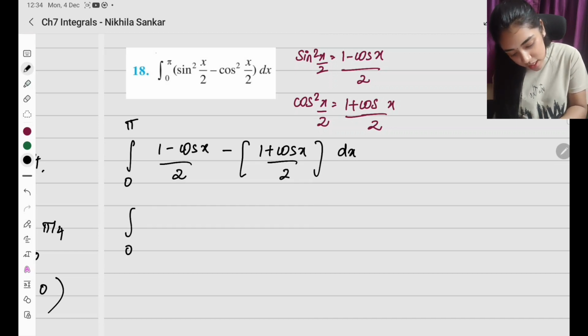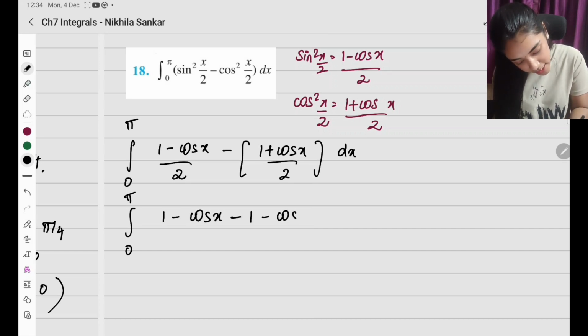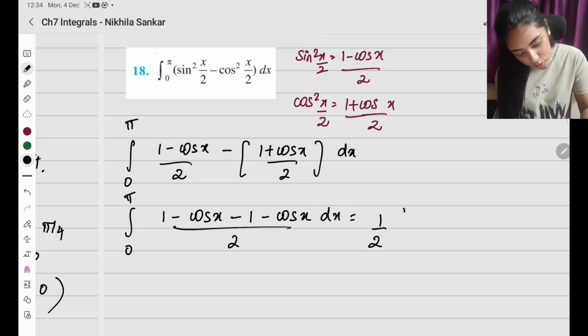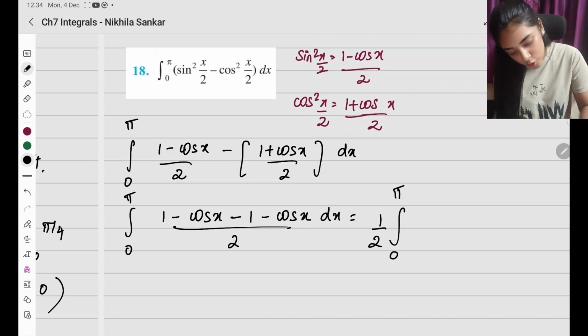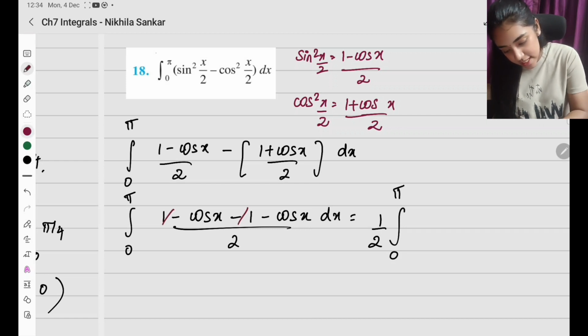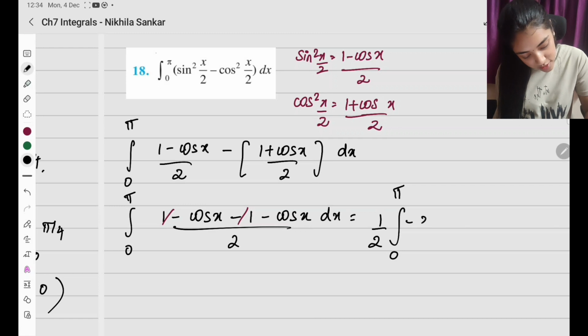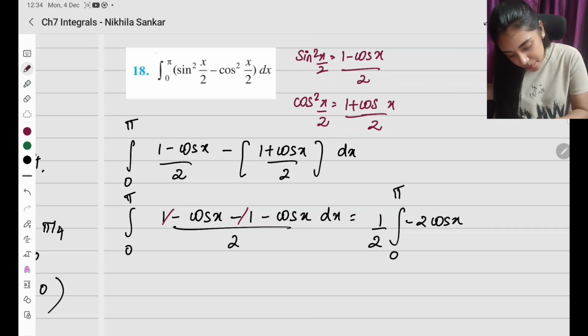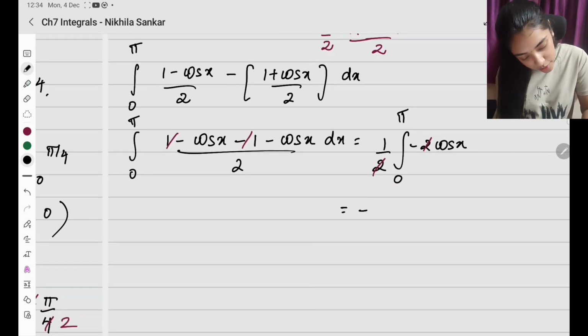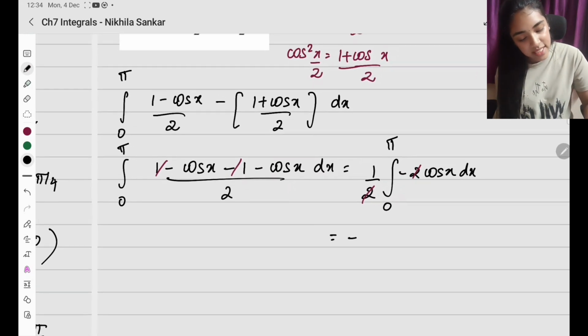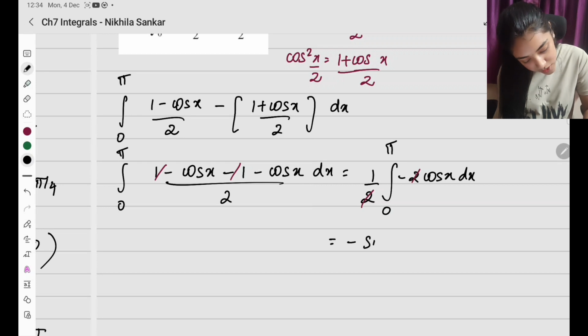Before taking the integral, ulla simplify பண்ணலாம். I have my 1 minus cos x, when I open the bracket, minus 1 minus cos x the whole divided by 2 times dx. I can take the 1/2 outside. Integral 0 to pi. 1 minus 1 gets cancelled. I have minus 2 cos x. So minus 2 cos x. Here the 2 and the 2 gets cancelled. So I have minus cos x. So this is going to be minus integral of cos x dx is going to give me sin x. So I have sin x. This I need to take the limit now.